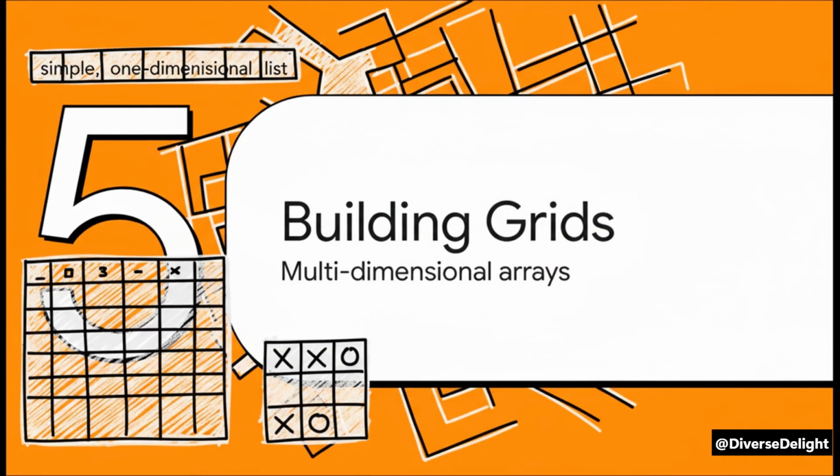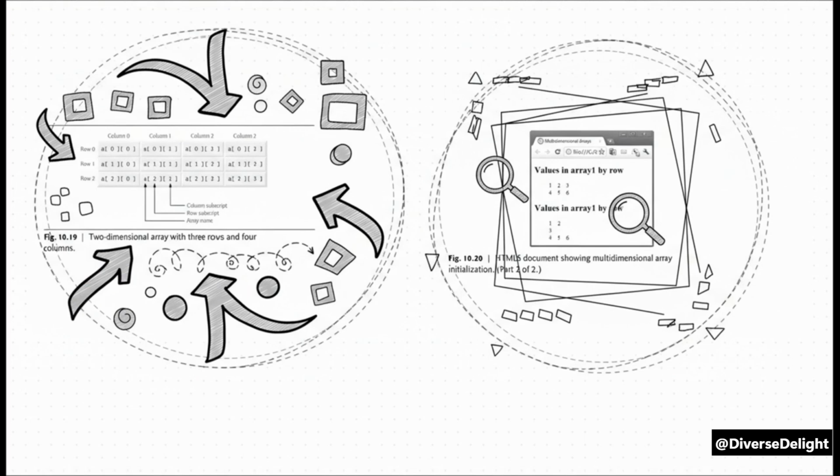So far, we've only been looking at flat, simple lists. But what if you need to build something more complex, like a spreadsheet or a game board or a map grid? Well, for that, we can take our arrays to a whole new dimension. This is where we get into multi-dimensional arrays, which is really just a fancy way of saying an array of arrays.